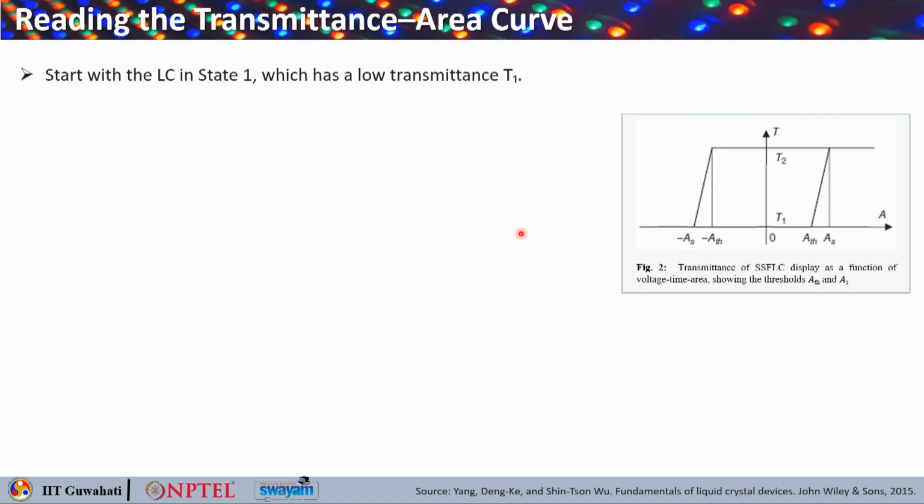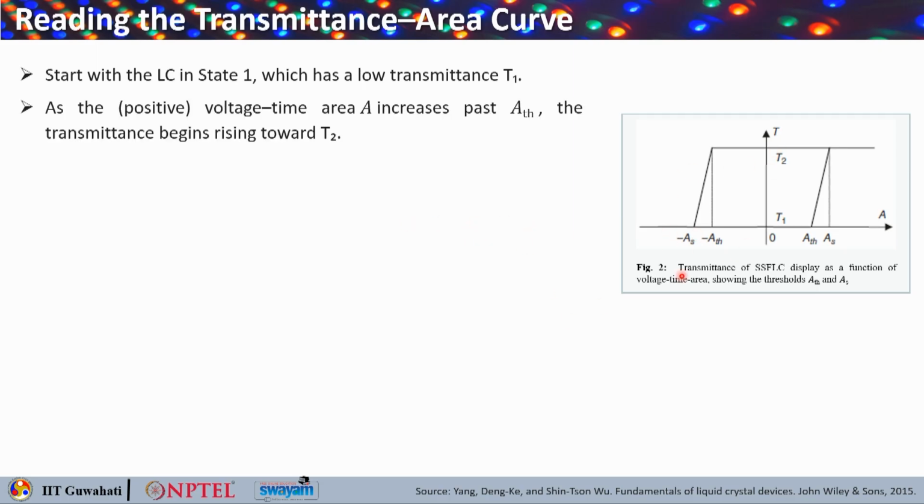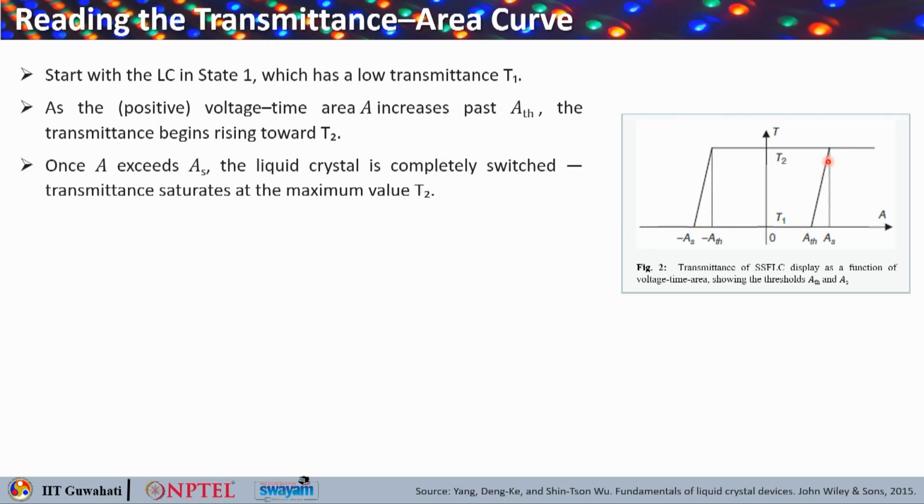So, how do we read this transmittance-area curve? Okay. You can start with the liquid crystal in state 1, where the transmittance is very low, say at the T1 level, that is almost 0. Now, as the positive voltage-time-area increases past your A_TH, when you go here, the transmittance begins rising towards T2, okay, and as soon as A approaches A_S or exceeds A_S, the liquid crystal is now completely switched. So, your transmittance saturates at this maximum value of T2.